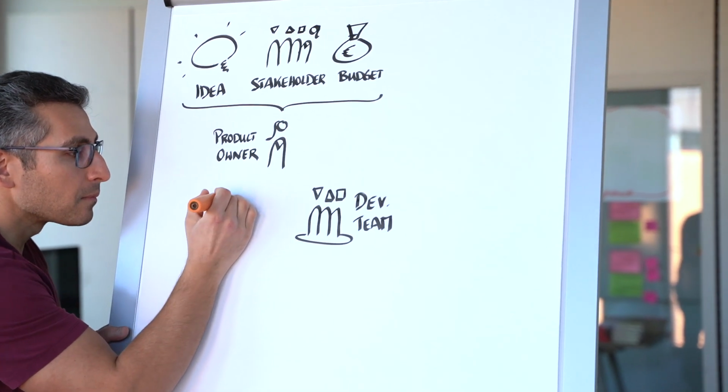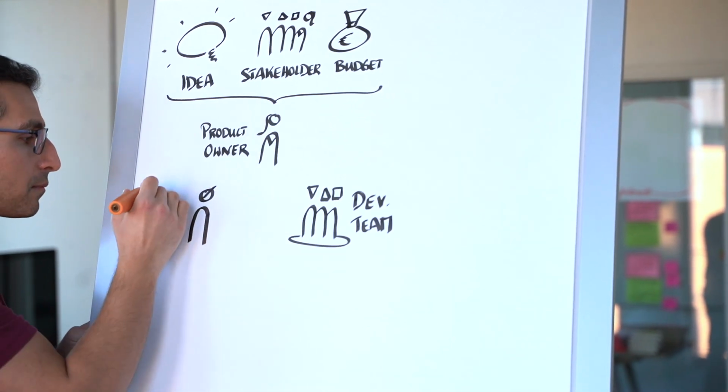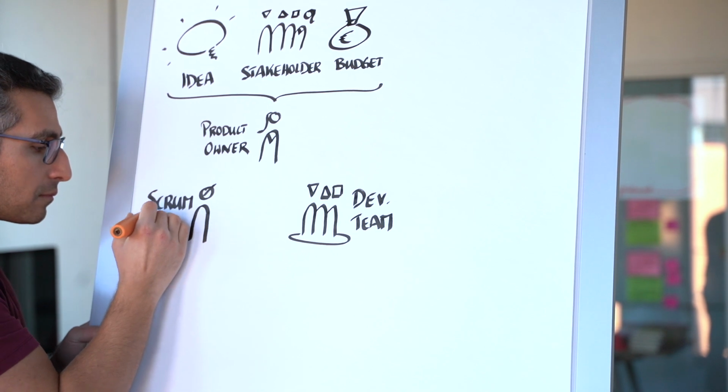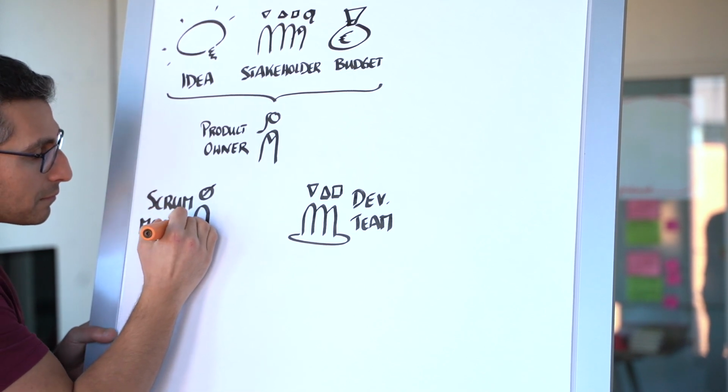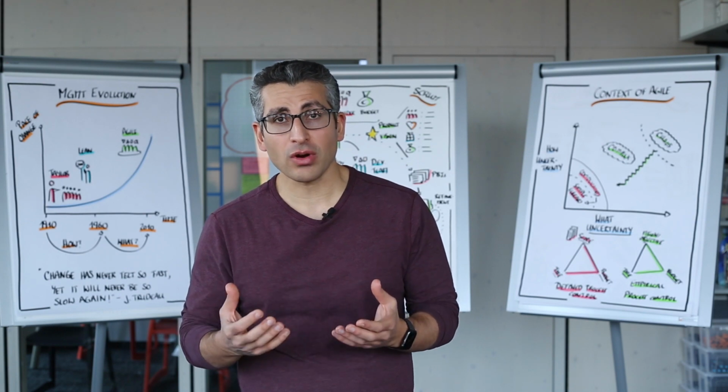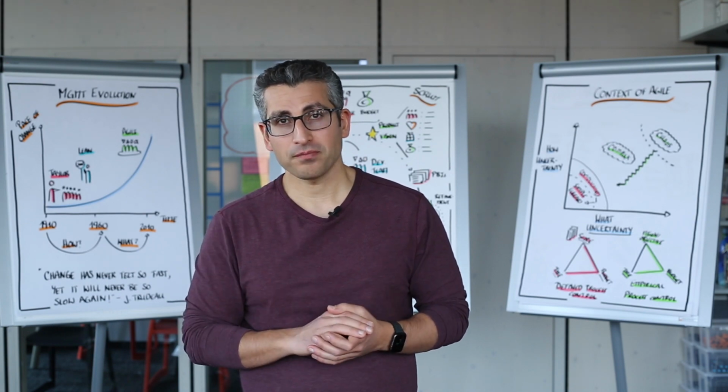The third role within Scrum is the role of the Scrum Master. The Scrum Master supports the development team, the product owner, and the whole organization in applying agile ways of working, especially Scrum, in the right way.